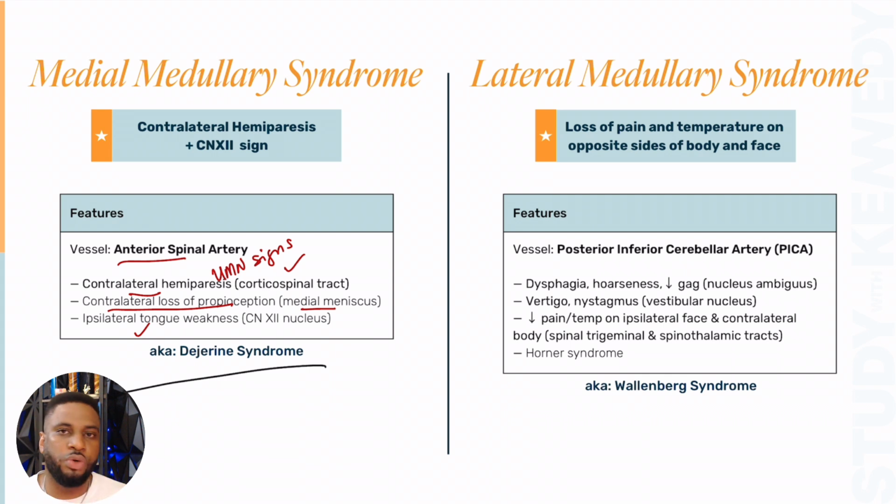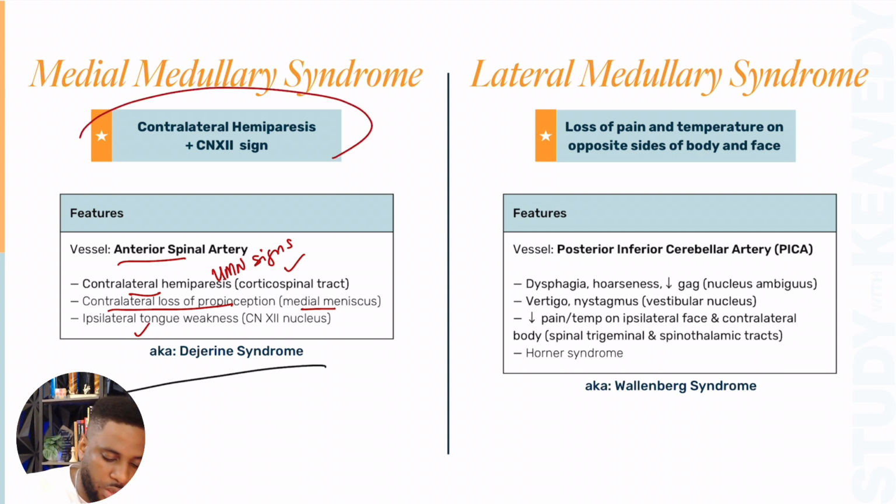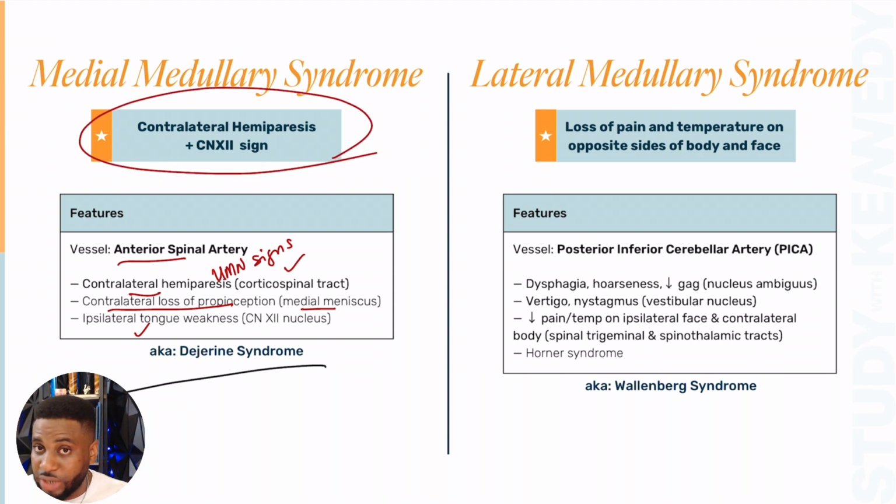So two things you're looking for to know exactly that this has to be medial medullary syndrome. Pyramidal tract sign, upper motor neuron lesion, contralateral hemiparesis, and cranial nerve 12 sign, hypoglossal weakness, tongue deviation. If you see those two things, you're looking at medial medullary syndrome. Next, look at lateral medullary syndrome.